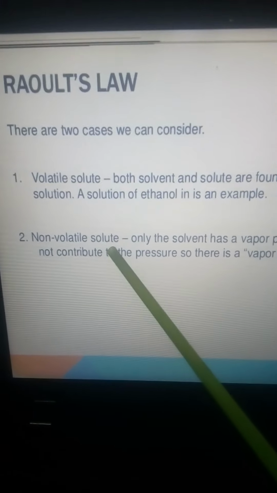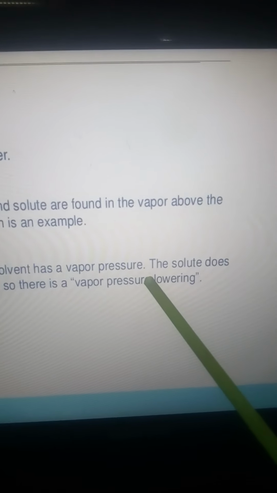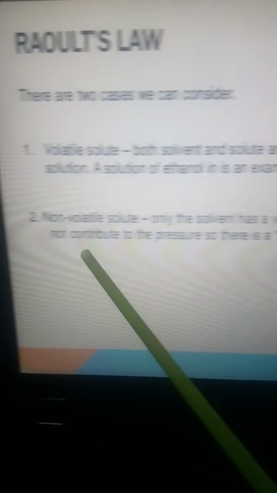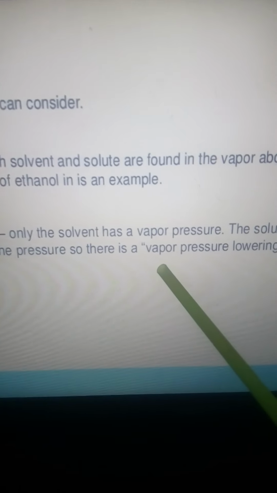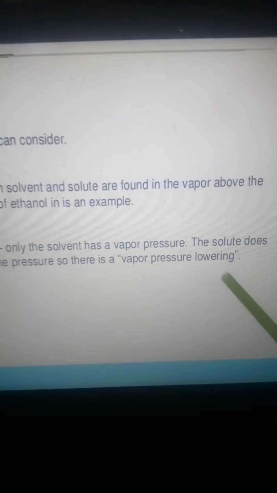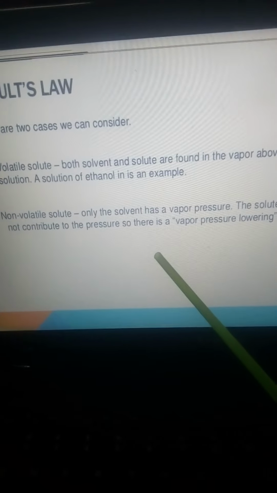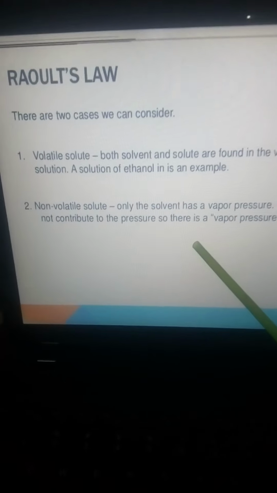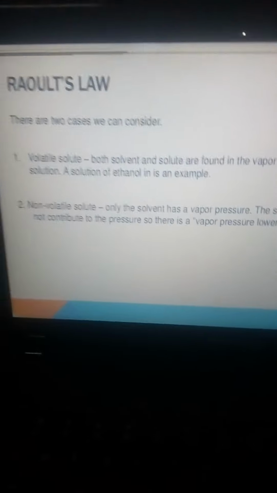Another is a non-volatile solute. That means only the solvent has a vapor pressure. The solute doesn't contribute to the pressure, so there is vapor pressure lowering. That means the vapor pressure of the solution will be lower than the vapor pressure of the solvent in its pure state whenever you put a non-volatile solute. Now we will see both cases one by one.